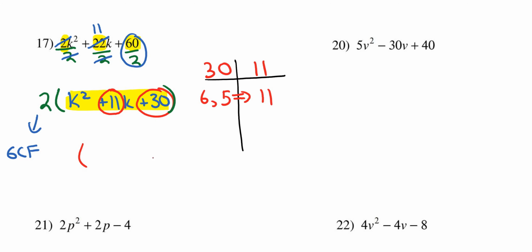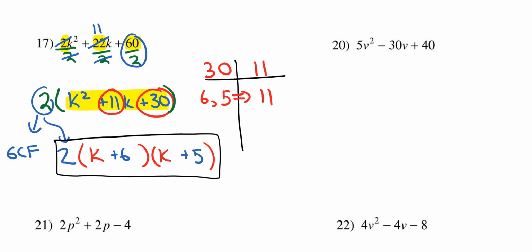All right, so let's break down my bracket now. This would be k and k. K times k is k squared. And then we do plus 6 and plus 5. And then this 2 here just tags along. So this right here is your final answer. That 6 is right there, and that 5 is right there.